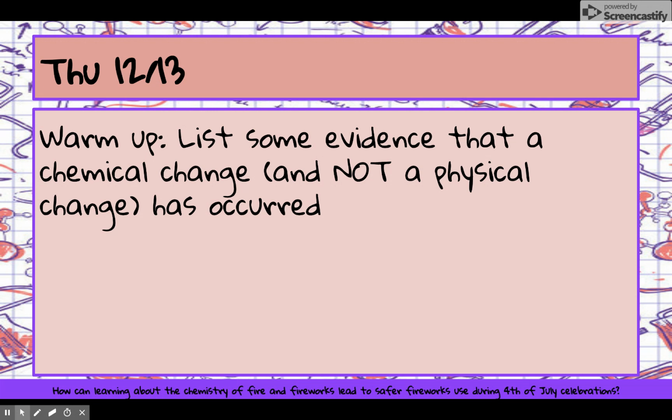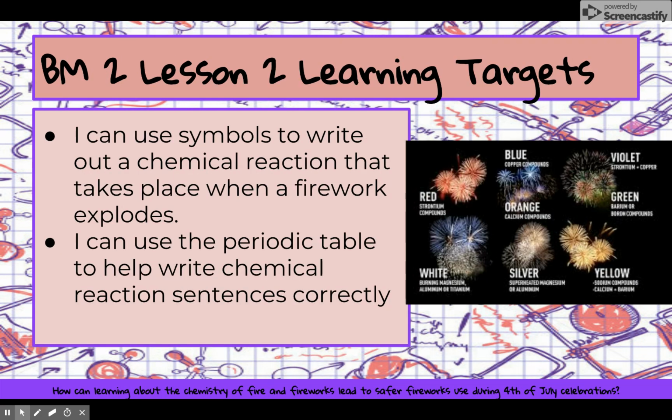List some evidence that a chemical change and not a physical change has occurred. If you can't remember what the difference between physical and chemical changes are, make sure you go back to Lesson 1 or check out the textbook pages 17 and 18.